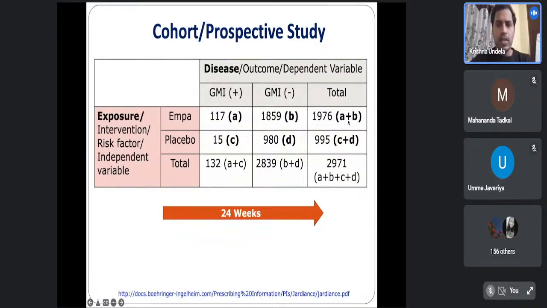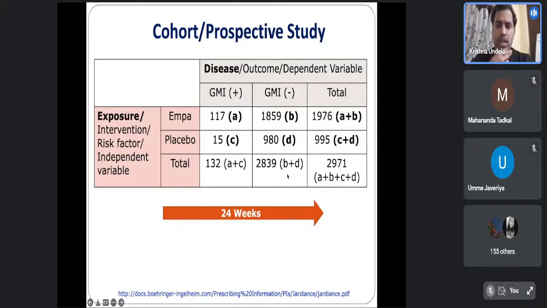This one is A plus B, the total number of people under the exposure group, and this is C plus D, the total number of people under the control group. This one is A plus C, those having the outcome in total, and B plus D, people who are not having the outcome. 2971 is A plus B plus C plus D, the total number of people in the study. That's the 2 by 2 table.